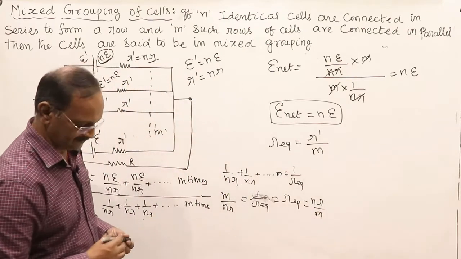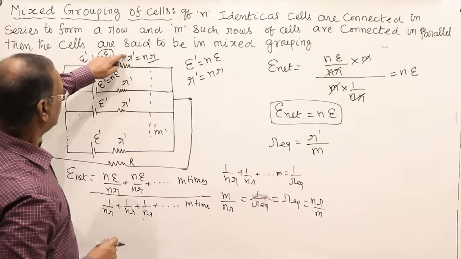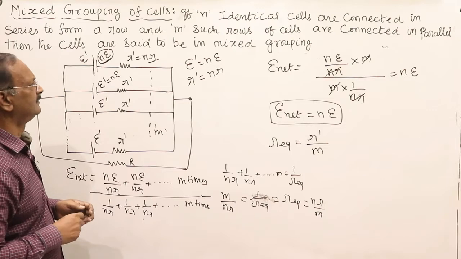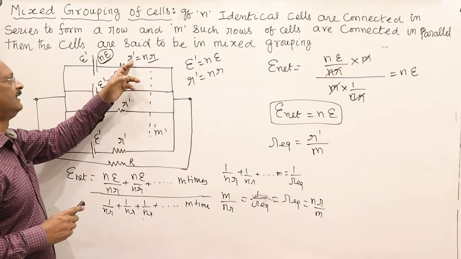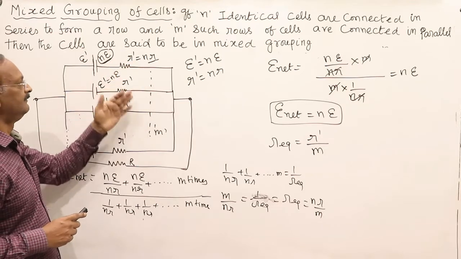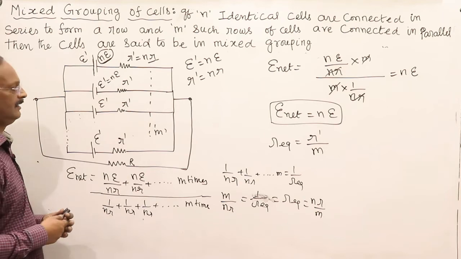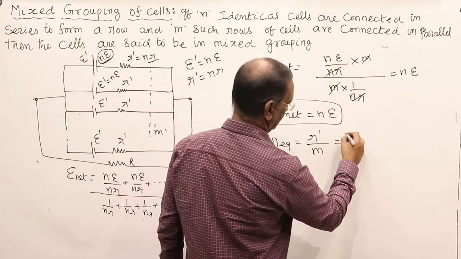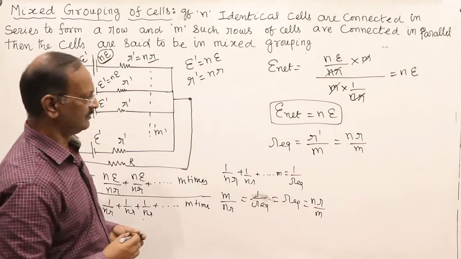We can write it this way also. Another way: R dash, R dash, R dash are all in parallel and all identical, so the equivalent is any one of these resistances divided by the number of resistances. M resistors are in parallel, so R dash by m, where R dash is equal to nr. This we can calculate in both ways.